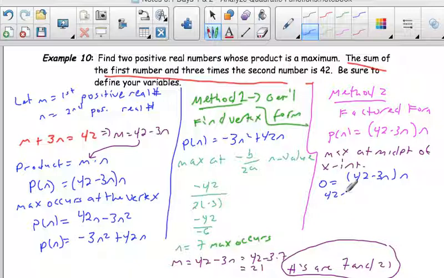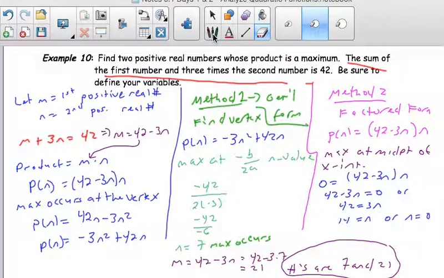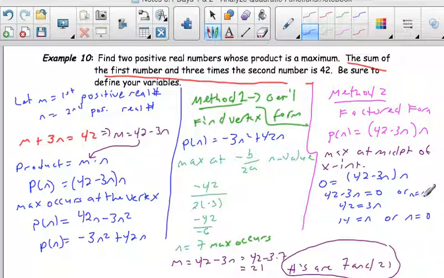By the zero product property, 42 minus 3n equals 0, or n equals 0. Here we get 42 equals 3n, and we'll divide by 3. We'll get n equals 14, or n equals 0. Let me write this over a little bit so you can see it. This means that the vertex, or the maximum, is at n equals 7, which is the midpoint between 14 and 0. And then once again, we get the same thing, n is 7, and then m will equal 21. Either way, we find that our numbers to maximize the product are 7 and 21.